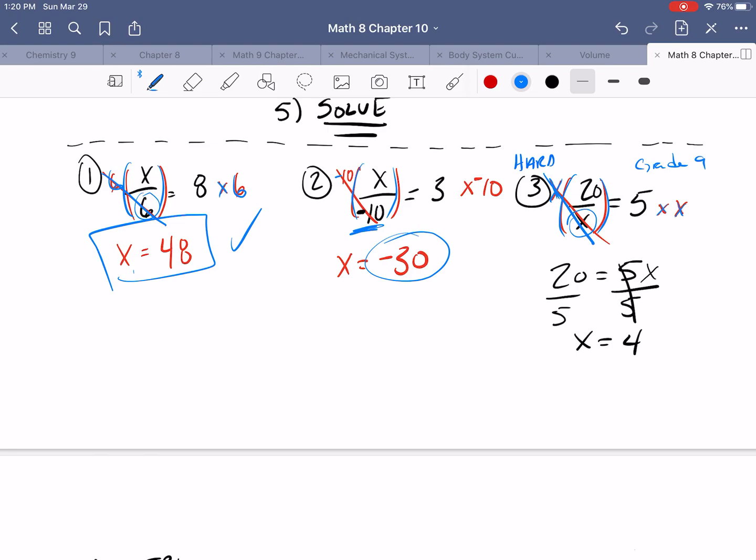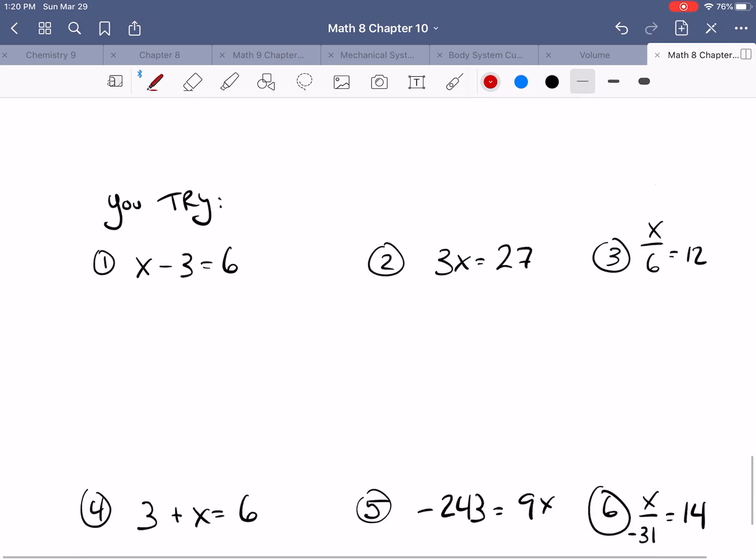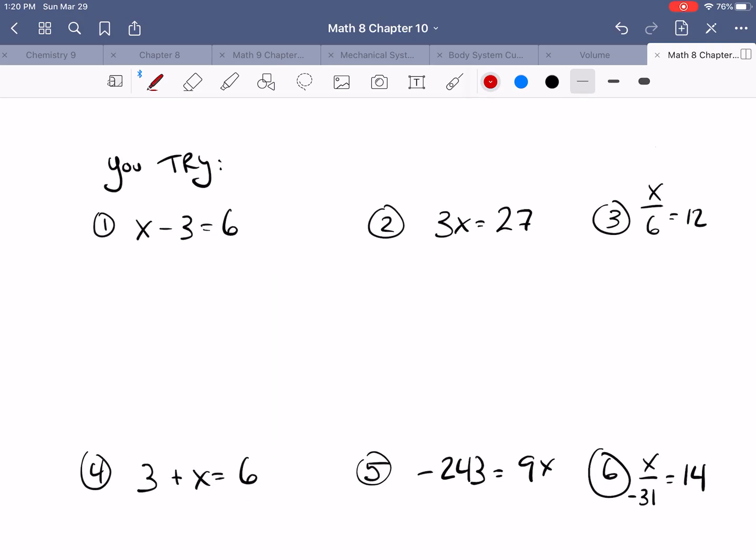So what you're going to have is 20 equals 5x, because 5 times x is 5x. Then you can actually solve it. So you would divide by 5 over here, divide by 5 over here, and you get your answer. So that's a grade 9 problem that you're going to need to remember, but it's not something you'll see too much right now. All right, so that's pretty much basically this deal in solving 1 step equations.